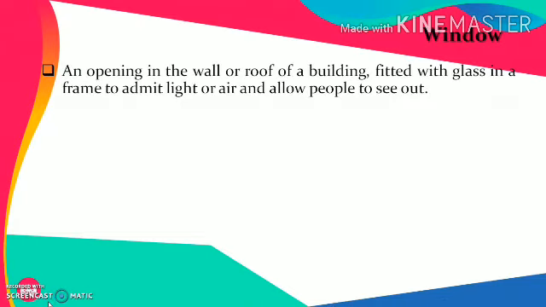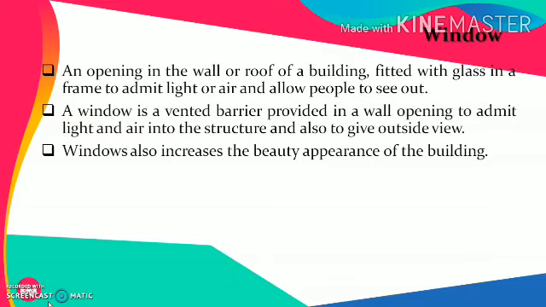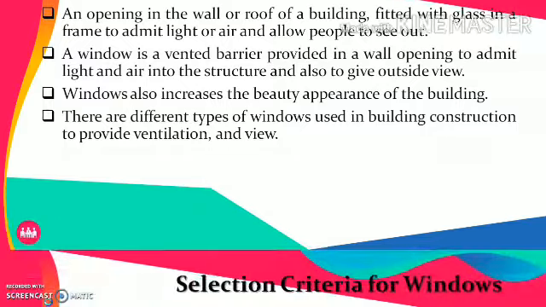Window. A window is an opening in the wall or a roof of a building fitted with glass in the frame to admit light or air and allow people to see out. A window is a vented barrier provided in the wall opening to admit light and air into the structure, and it also provides the outside view. A window also increases the beauty and appearance of the building. There are different types of windows used in building construction to provide ventilation and view.